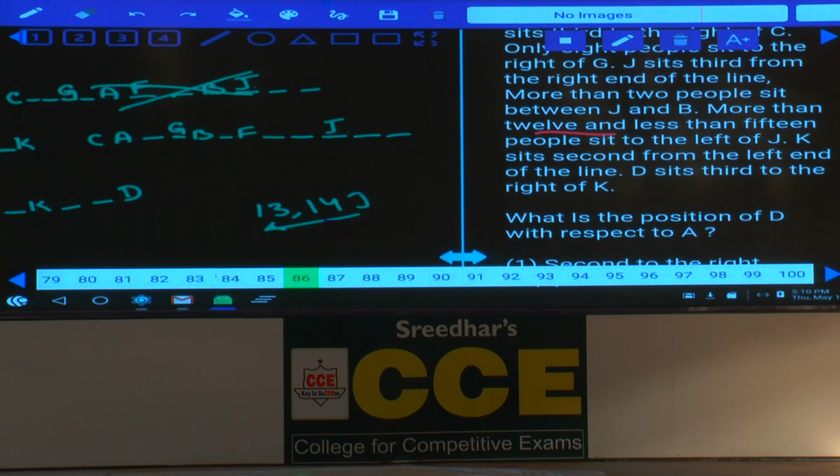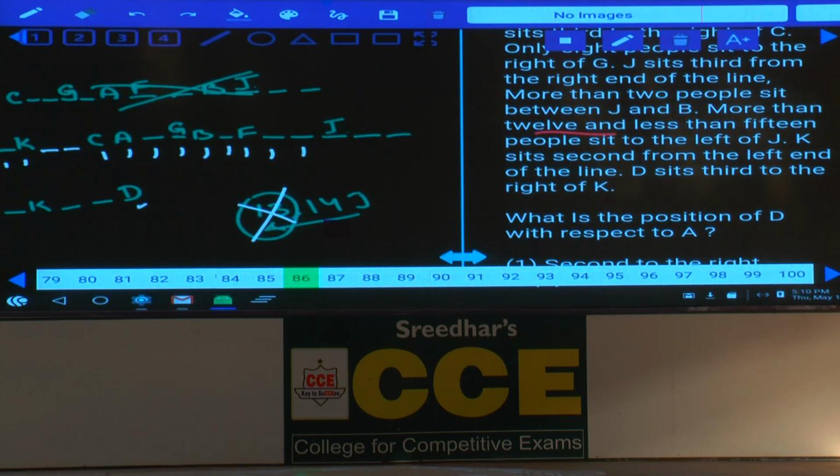As D sits third to the right of K, now left hand side of J, tell me how many people are there? It can be 13 or can be 14, isn't it? Now there are 2 possibilities. Let us check whether it is 13 or 14. If it is 13, 1, 2, 3, 4, 5, 6, 7, 8, 9 were already there, 10 and 11, then 12 and 13. If you take 12 and 13 like this, then D sits to the right of K is not possible because C and D are at the same place. Hence 13 persons to the left of J is not possible. Hence we need to have 14.